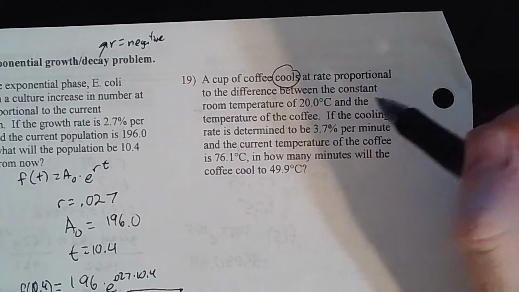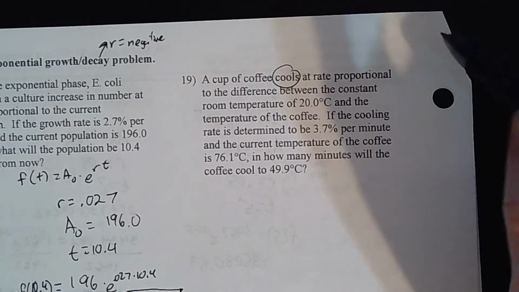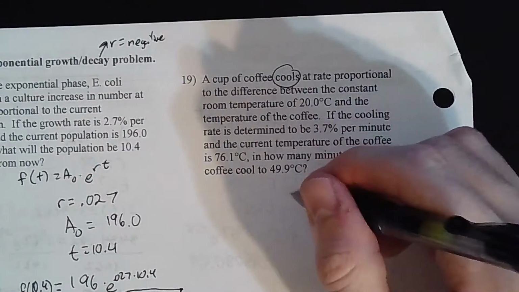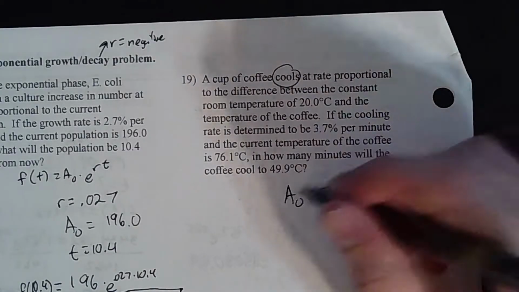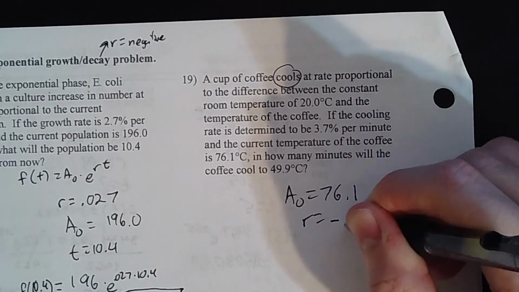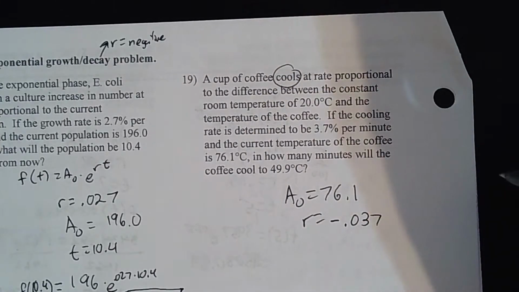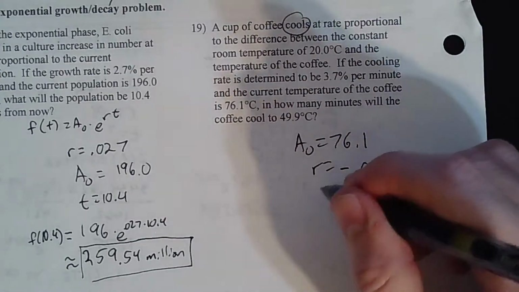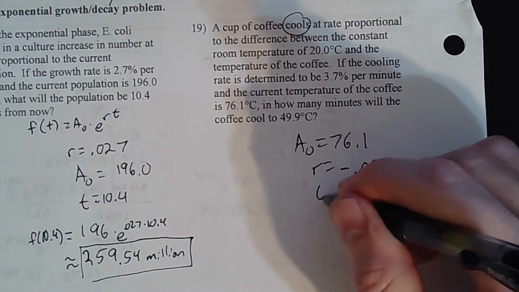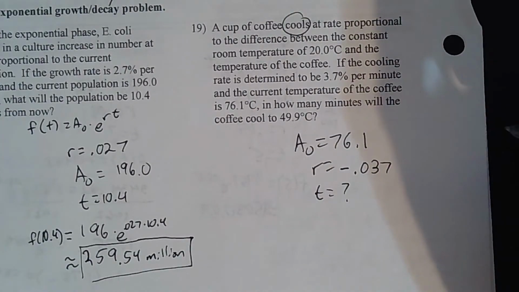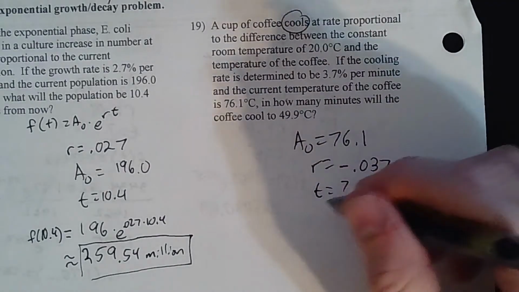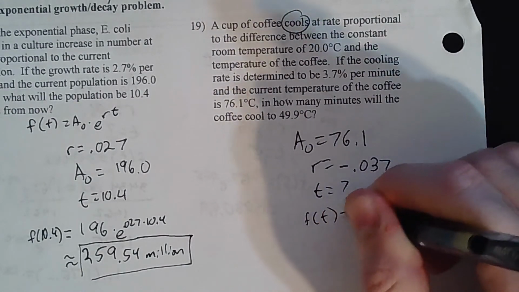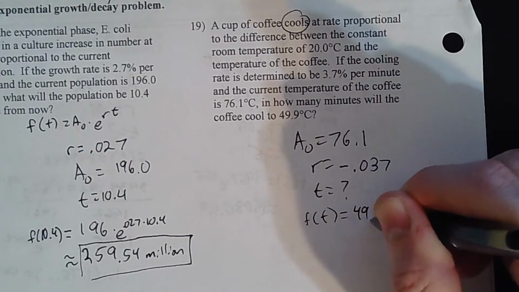So there's a couple of things thrown around here. We don't care about this 20 degrees. It's actually not useful in the problem because we're starting off at 76.1. That's our initial value. Our r in this problem is negative 0.037. And we don't know what time it is. We're looking for how many minutes, so it's asking for time. And finally, we know the final amount, f of t, in this problem is going to be 49.9.